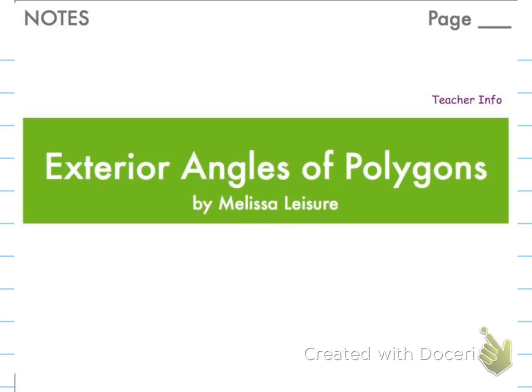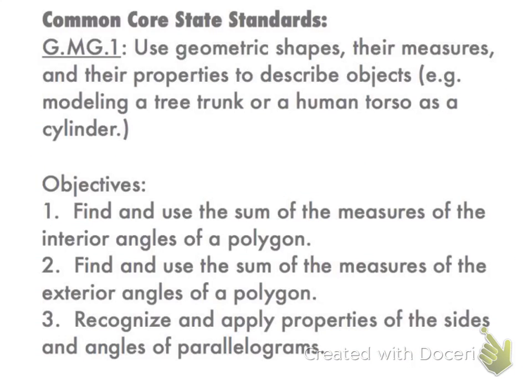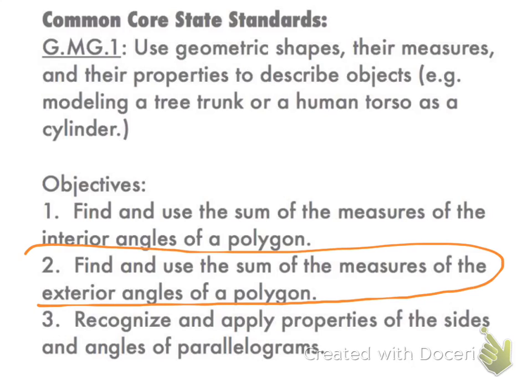Let's get our page set up. Page and date at the top right, and Exterior Angles of Polygons is the title. All right, there is our MCAS objective at the top, and the objective that we're going to be working on today is number 2: find and use the sum of the measures of the exterior angles in a polygon.